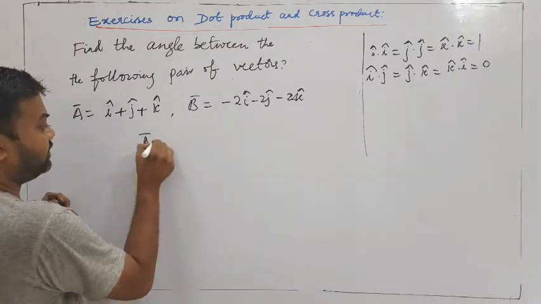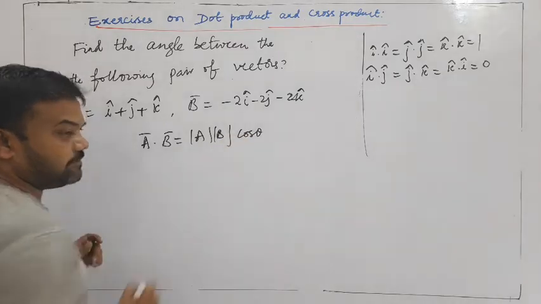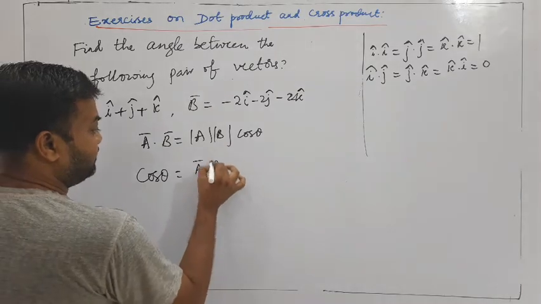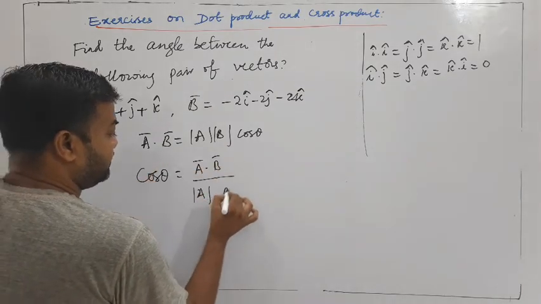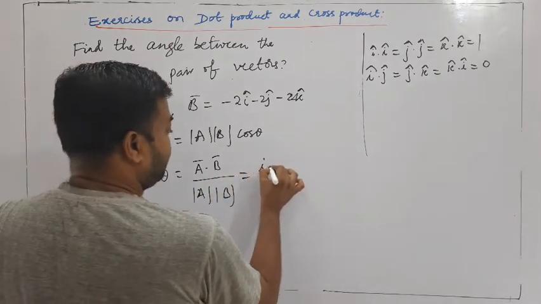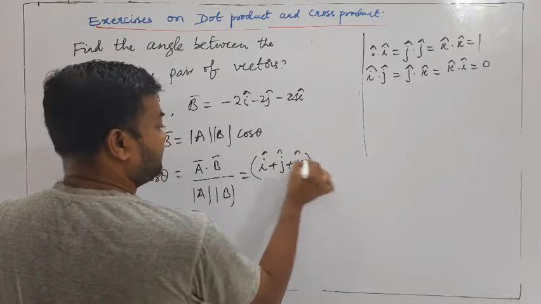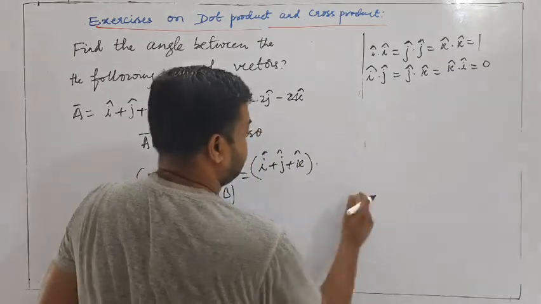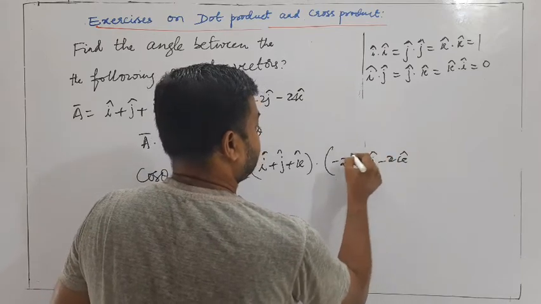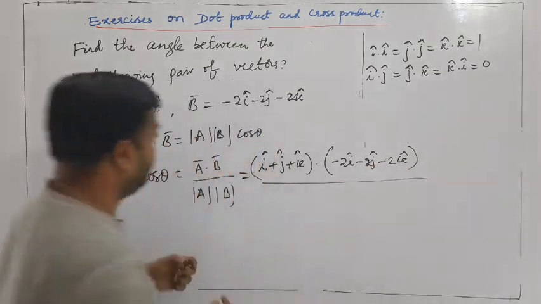Already you know a bar dot b bar is equal to modulus of a bar, modulus of b bar into cos theta. That's why simply you write cos theta is equal to a bar dot b bar by modulus of a bar modulus of b bar. Like this we have to find. What is a bar dot b bar? A bar is this one, i plus j plus k. You have to find out the dot product. B bar is minus 2i minus 2j minus 2k, divided by modulus of a bar.